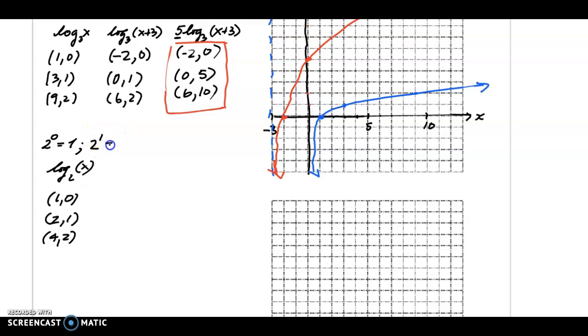2 to the 1, that's just 2. That means 2 to the 2, well, that's just 4. Notice that the general statement here is 2 to the x, right? And we're just choosing, now x is all real numbers, but notice I'm choosing ones that I already know, the easiest ones. I'm making it simple. That's it. Why make my life more complex?